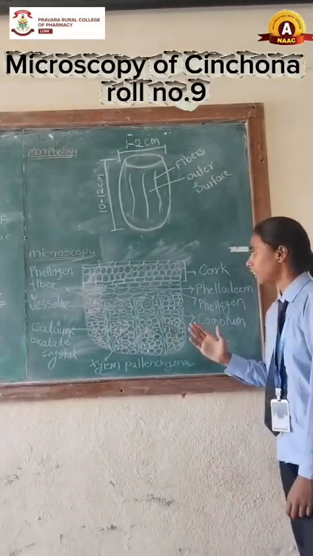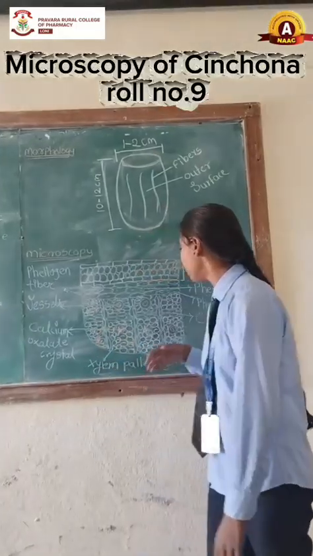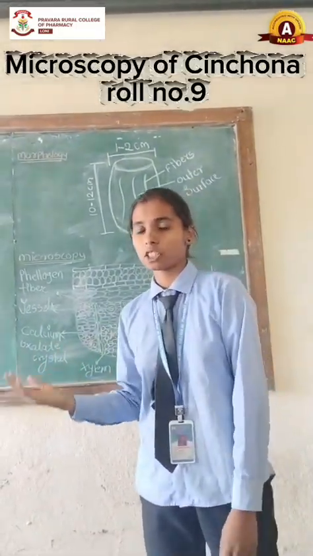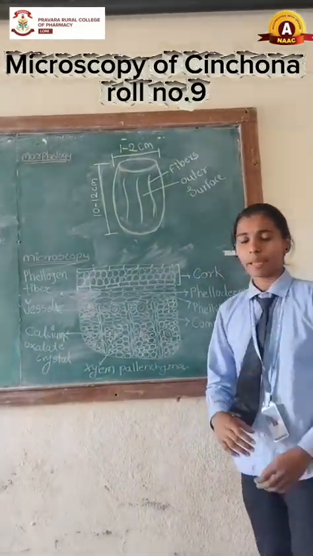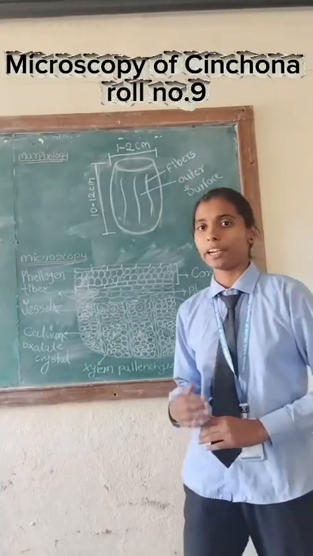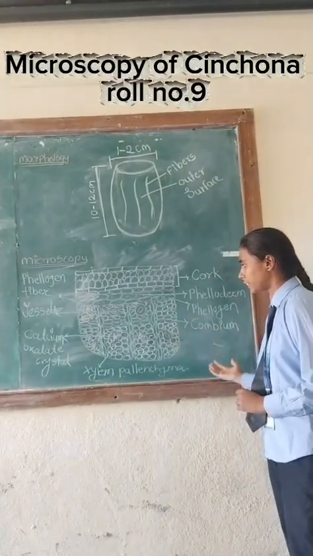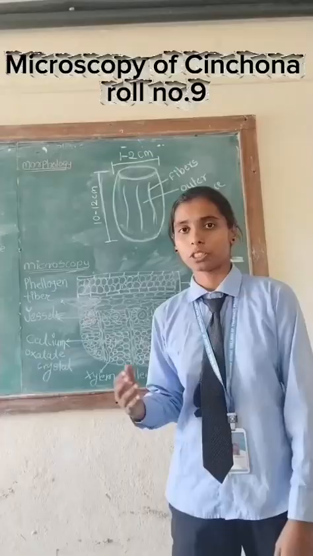Then vessels are the empty spaces present in the xylem and phloem. Then xylem fibers provide mechanical strength and structural support to the plant. Then xylem parenchyma stores carbohydrate, fat and others. Then calcium oxalate crystals are the excreta of the plant, stored in the form of calcium oxalate crystals.